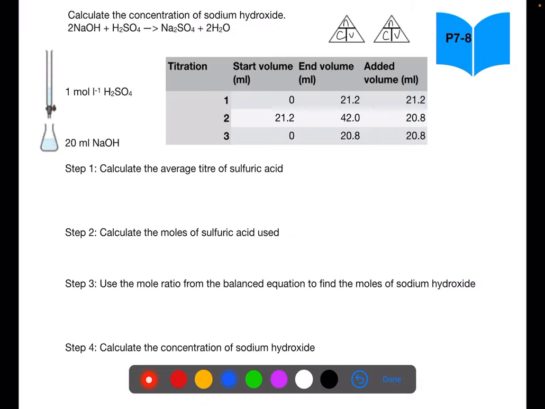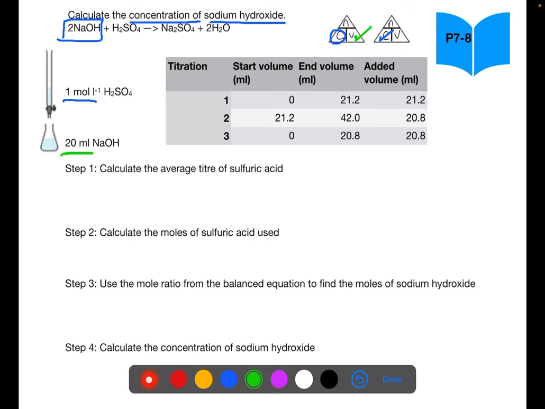Sometimes titration calculations are laid out slightly differently, where you have a diagram of the titration giving you some information, and then a table which relates to the volumes from the burette. So here we're trying to calculate the concentration of sodium hydroxide, and we have in the picture the volume of the sodium hydroxide as 20 mils. You can see that we also have the concentration of the sulfuric acid which is being reacted with it, and then we have a table which will allow us to calculate the volume of the sulfuric acid which is used.